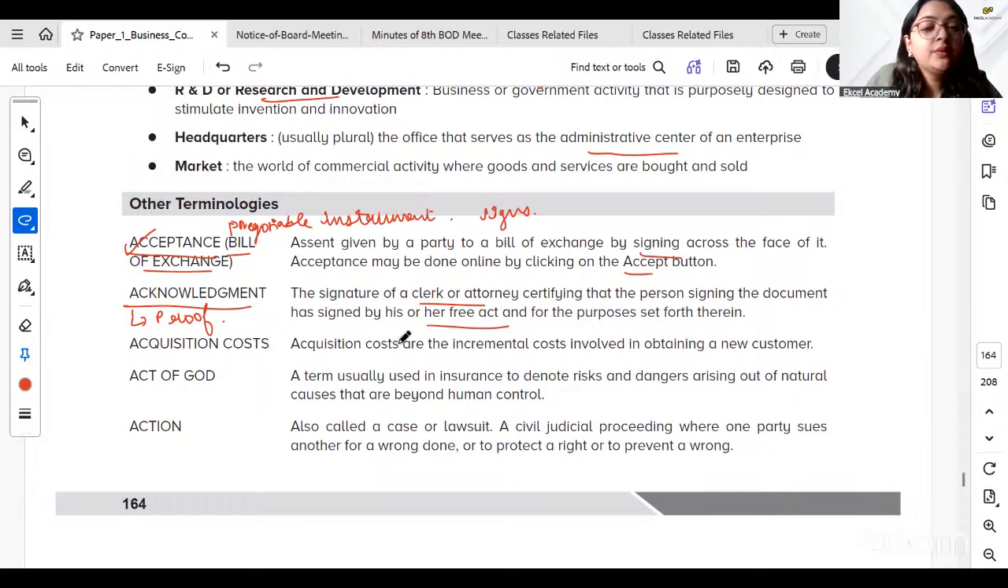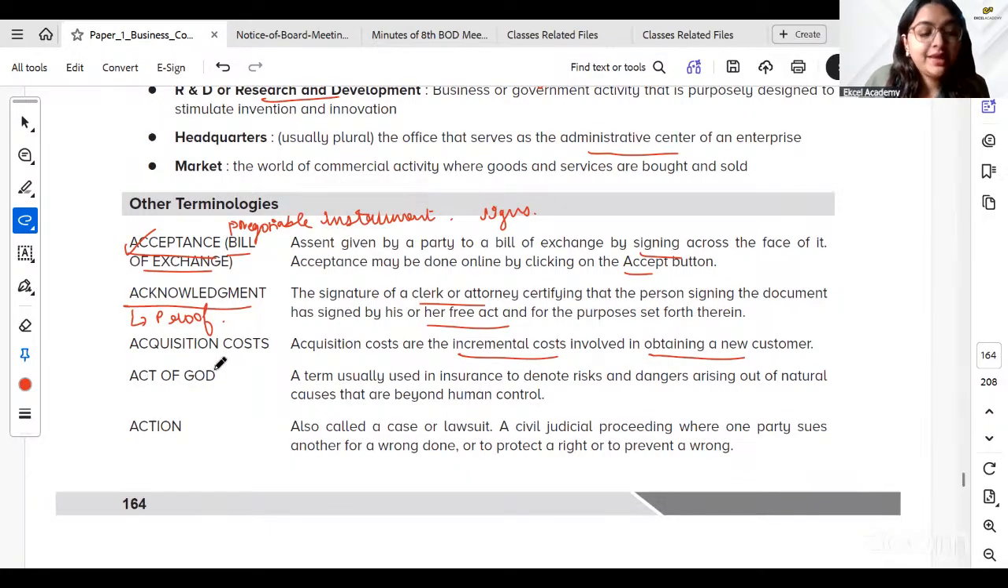Acquisition costs. Acquisition costs are the incremental costs involved in obtaining a new customer, right? What could be the costs? Say you did multiple customer visits, right? Before they actually became your customer, you met with them multiple times. Okay. And then once you have, say, signed the deal, you have a lot of onboarding and training costs. So these are the costs involved in acquiring a new customer.